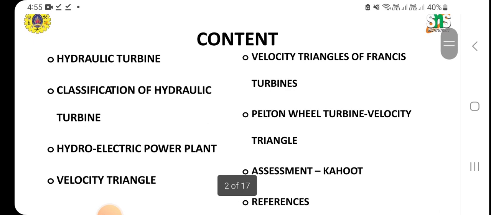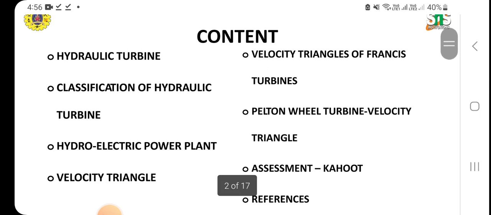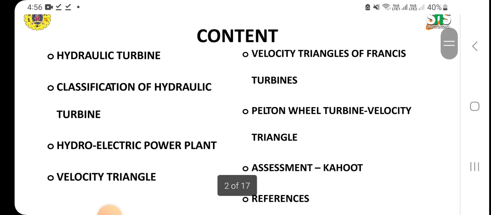So we have different types of power plants. One is thermal power plants, and the second is hydroelectric power plants, which use the hydraulic energy of water. In power plants they use steam turbines, and we have wind turbines also, which utilize the kinetic energy of wind.